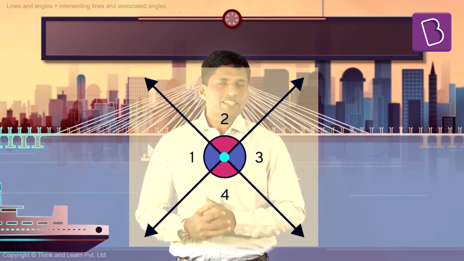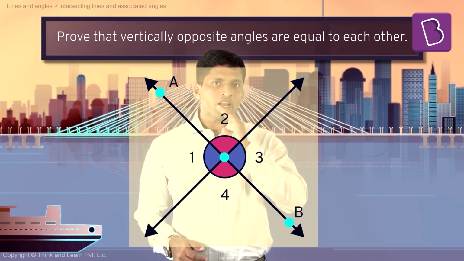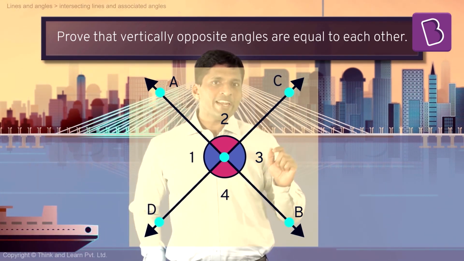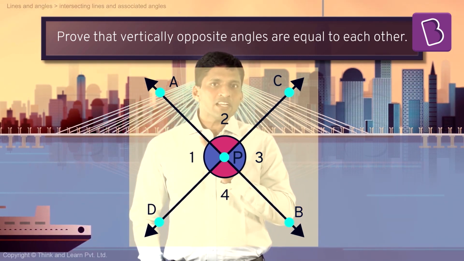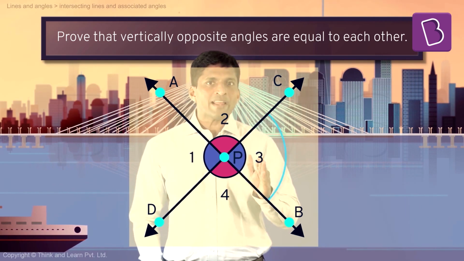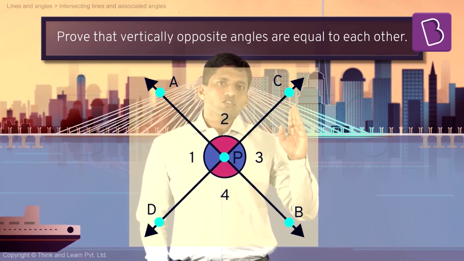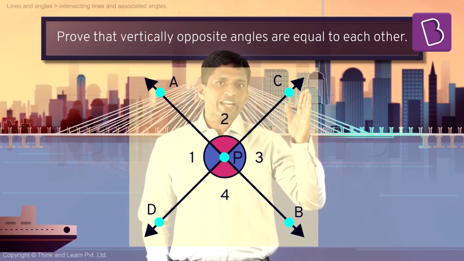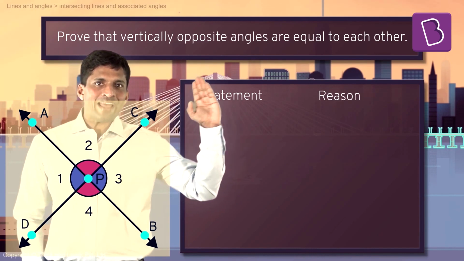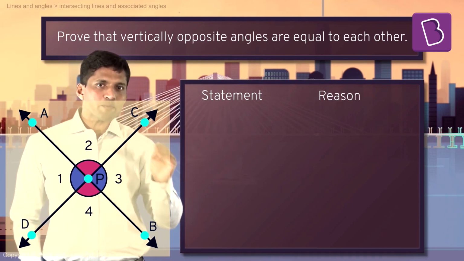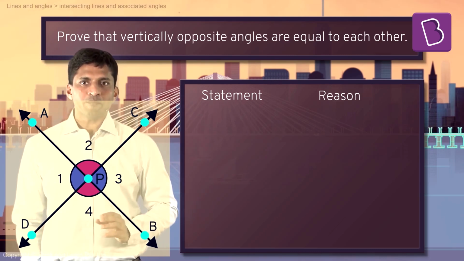So how will you write it in the exam? Obviously you'll have to write two lines. You name them line AB and CD, intersecting at point P, where the vertically opposite angles are angle 1 and angle 3, angle 2 and angle 4. So how will you write the proof? We'll write the statement and the reason. So let's write two columns here, statement and reason. Step by step is important, especially when you're writing the exam. For understanding, it's very easy to do it in the diagram.